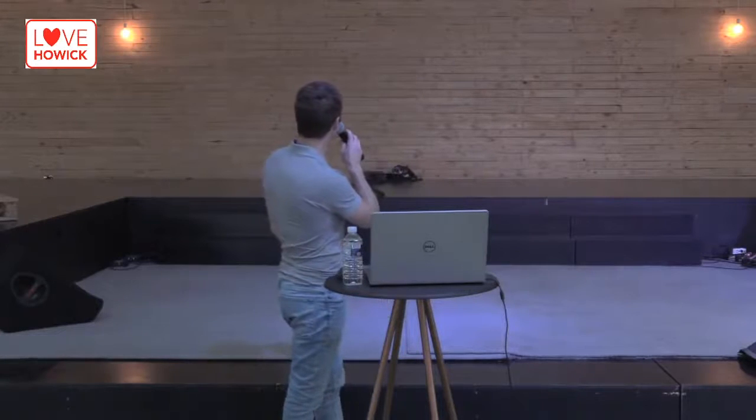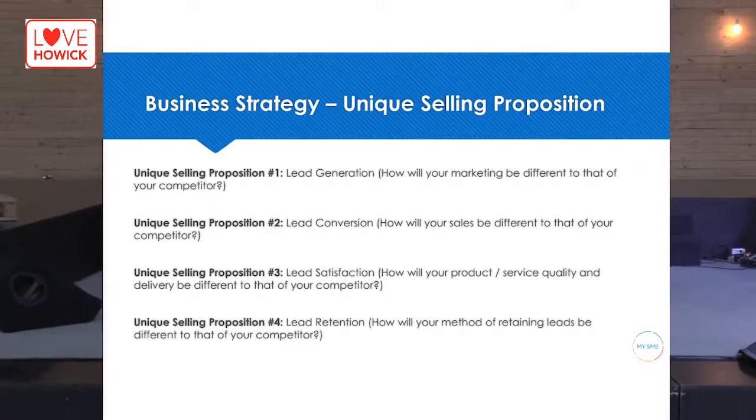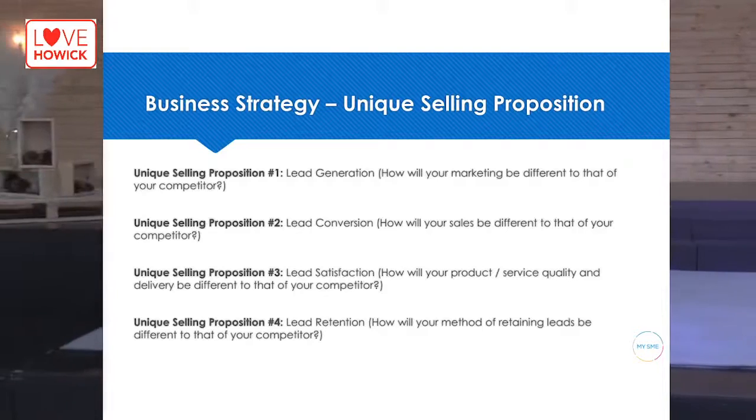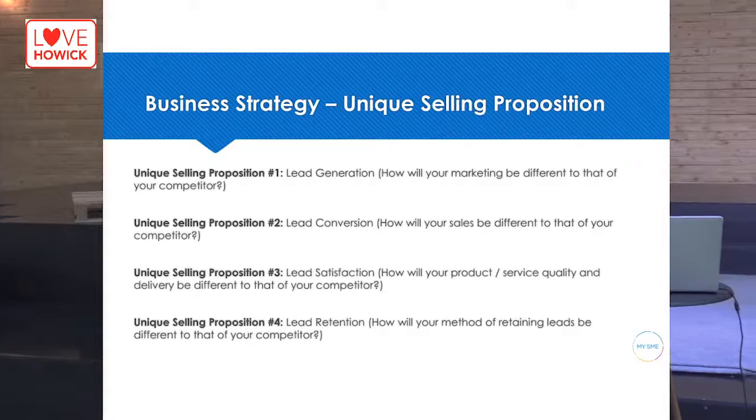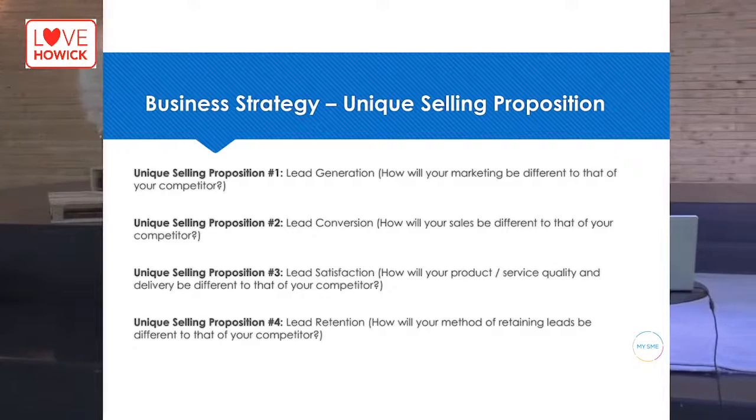Right, secondly, with your business strategy, the next one. So we've got the focal point. Now we're moving to the unique selling proposition. The unique selling proposition is answering those four important questions that we spoke about earlier, which is, can I generate a lead, yes or no? Can I convert a lead into a sale, yes or no? Can I satisfy the lead, yes or no? And can I retain the lead, yes or no? That's your unique selling proposition. And it goes as follows.